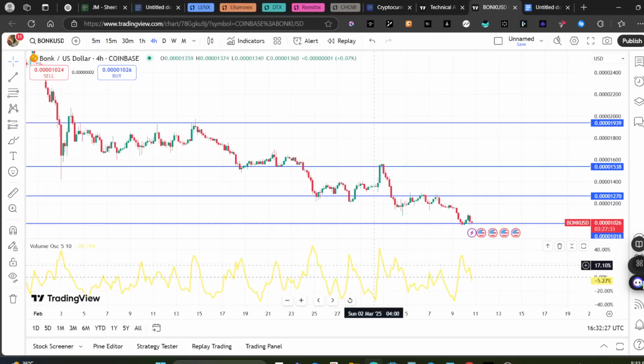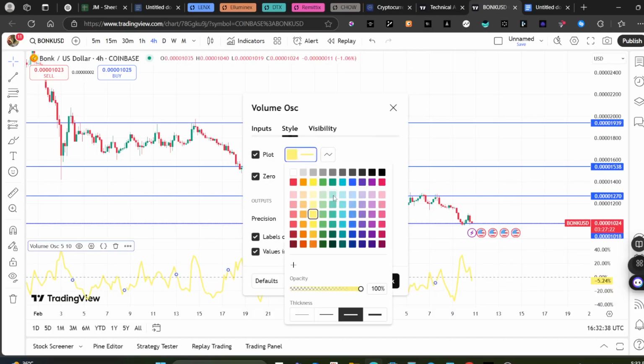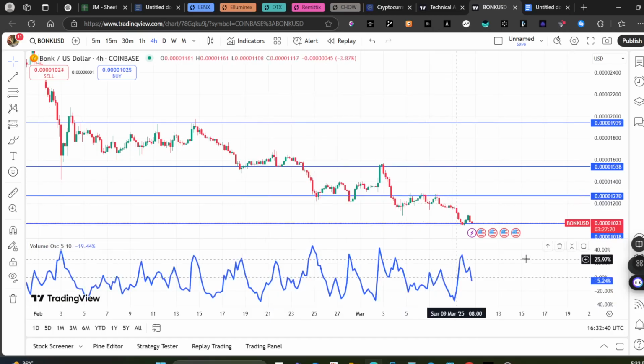Let's go further to break down how to use this tool in real trading. I'm just going to change this color back. It's too light. Now, the volume oscillator is most effective when used to confirm breakouts, trends, and reversals. So here's how to trade with it.